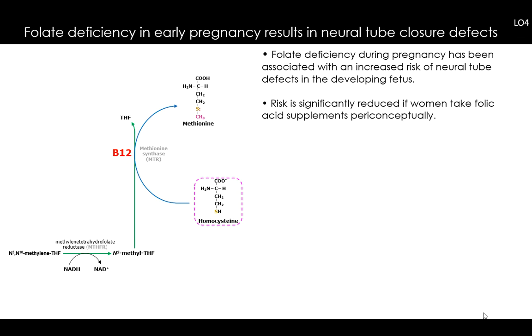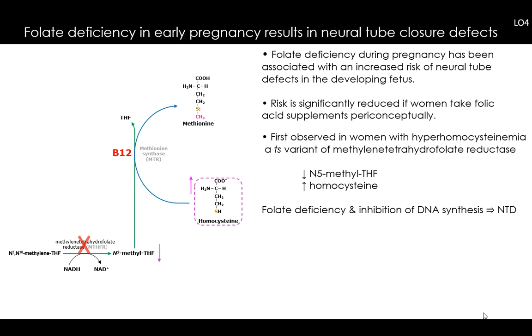Folate deficiency during early pregnancy has been associated with an increased risk of neural tube defects in the developing fetus. This risk is significantly reduced if women take folic acid supplements before and following conception. The increased risk of neural tube defects was first observed in women with a temperature-sensitive variant of methylenetetrahydrofolate reductase, who showed low levels of N5-methyl-THF and increased levels of homocysteine. These women were also deficient in folic acid, and it was suspected that the resultant inhibition of DNA synthesis may cause the neural tube defects.